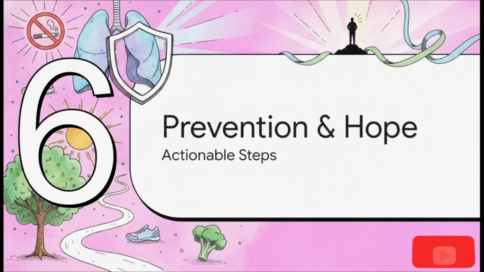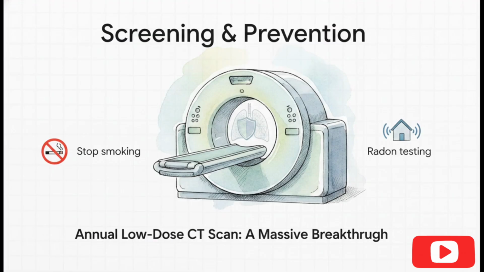Which brings us to the final, and frankly, the most empowering chapter today. Section 6, Prevention, Screening, and Hope. Look, prevention is hands down your best defense. Stopping smoking, getting a kit to test your home for radon, and avoiding pollution are crucial first steps. But the massive breakthrough I really want you to take away today is the annual low-dose CT screening. For eligible high-risk folks, usually older adults with a heavy smoking history, getting this quick, completely painless scan every year can catch a tumor at stage 1. That's when it is highly treatable long before any of those tricky symptoms ever show up.